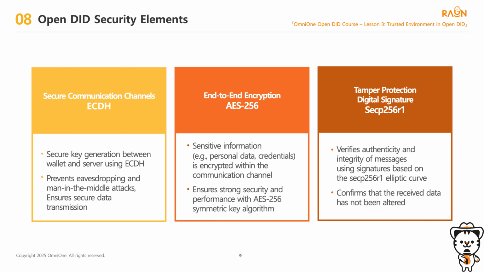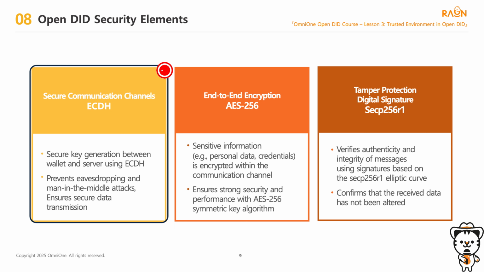Lastly, let's briefly explain OpenDID's security components. OpenDID includes strong security features. First, secure communication channels are built using ECDH. This enables wallets and servers to securely exchange secret keys across endpoints. ECDH combines the Diffie-Hellman algorithm with elliptic curve cryptography to prevent eavesdropping and ensure secure communication.